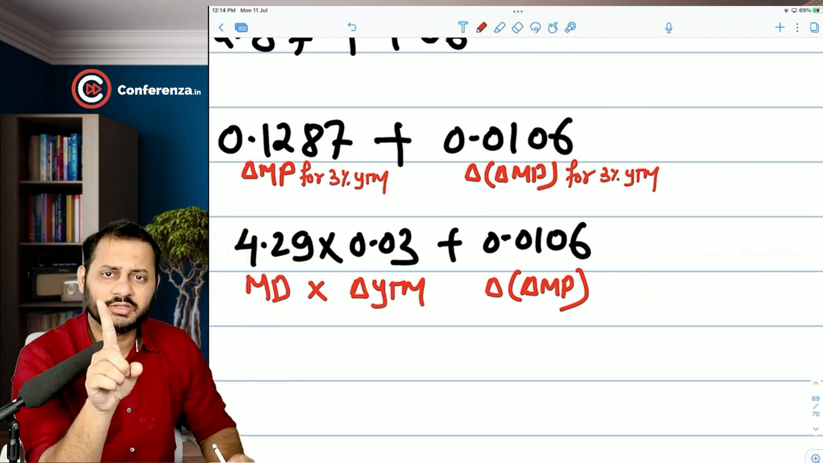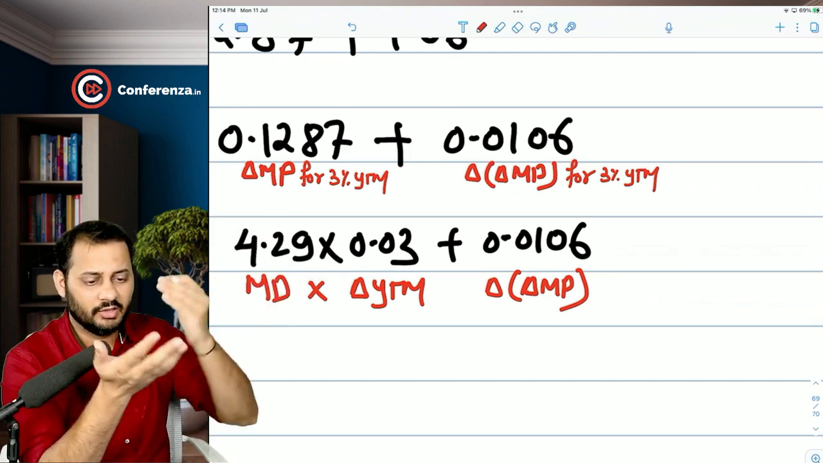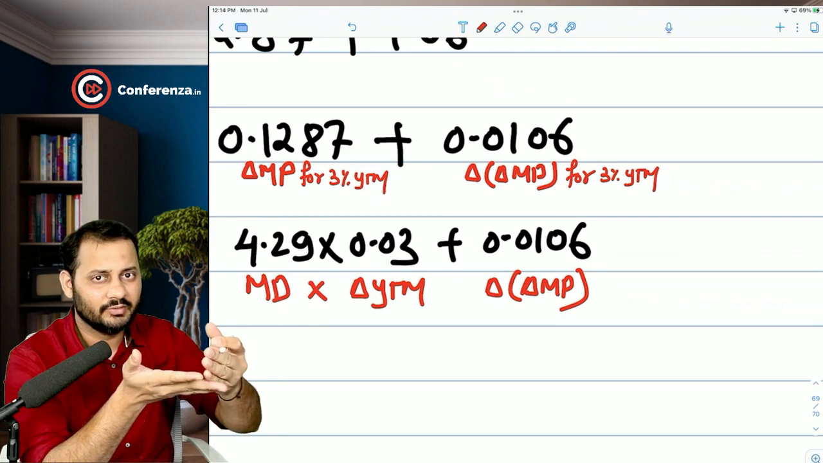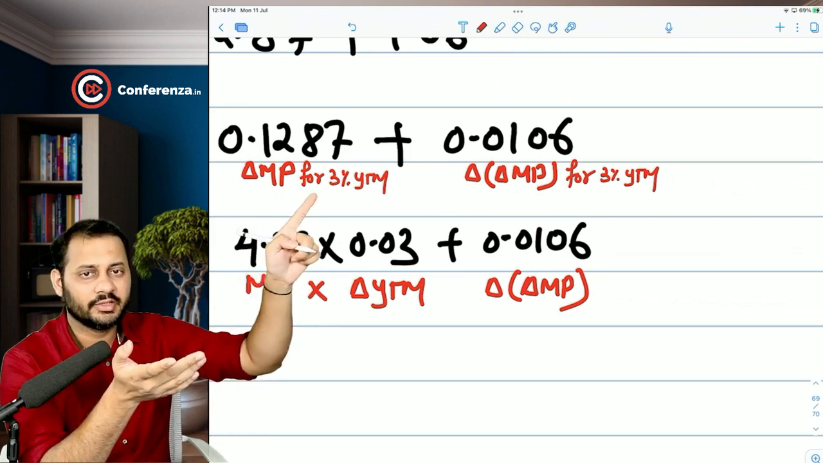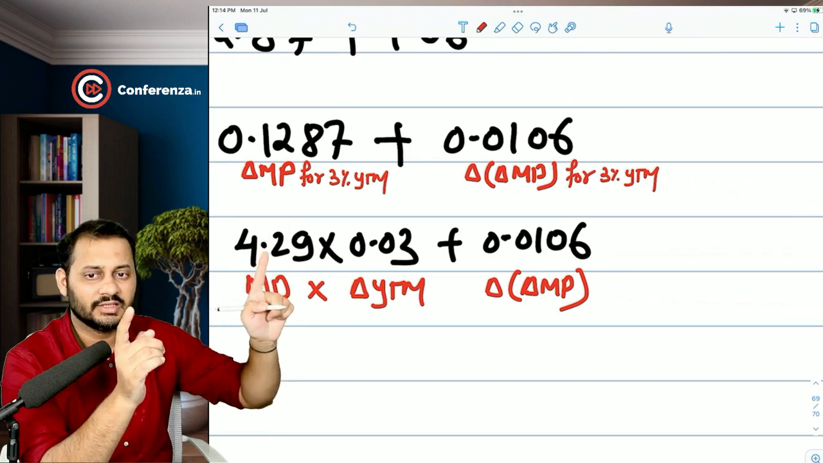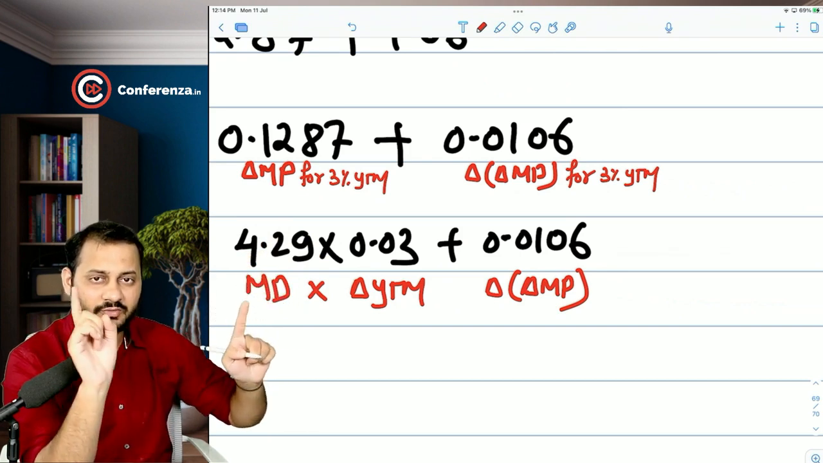Now it is for 1% YTM. That's why when we multiply it with 3, we will call it as 3%. 1 when multiplied by 3 will be called as 3. So 1 when multiplied by 3 will be called as for 3% YTM. So this is nothing but the change in market price for 1% YTM.